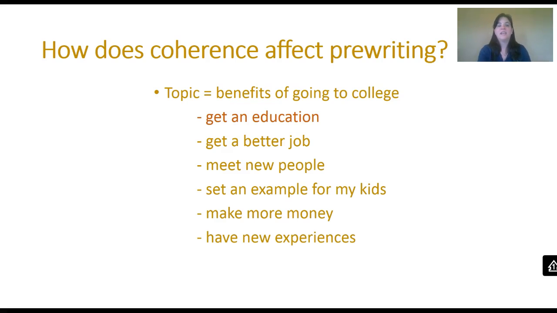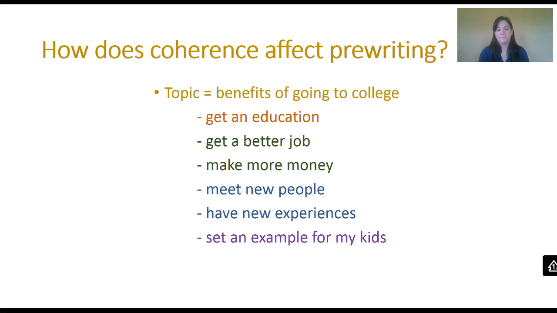brainstorming list. One is to get an education. And that's kind of an idea all by itself. But we also have two details about employability, getting a better job and making more money. Then we have two details about experiences that you can have in college, meeting new people and having new experiences. And then we have the final detail about setting an example for our kids.